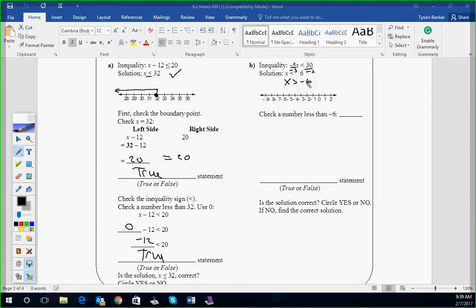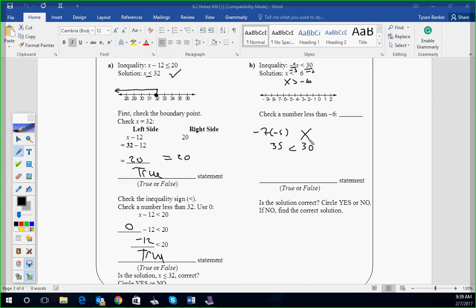But if we tested what they had, check a number that's less than -6. If I check -7, -7 times -5 is 35, and that's not less than 30. So right there, we've proven that's incorrect.